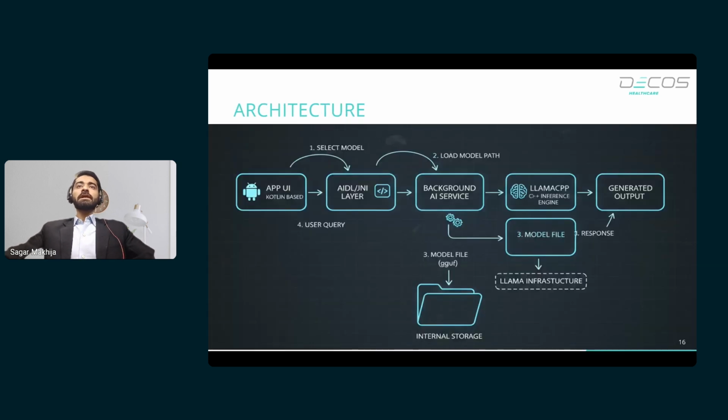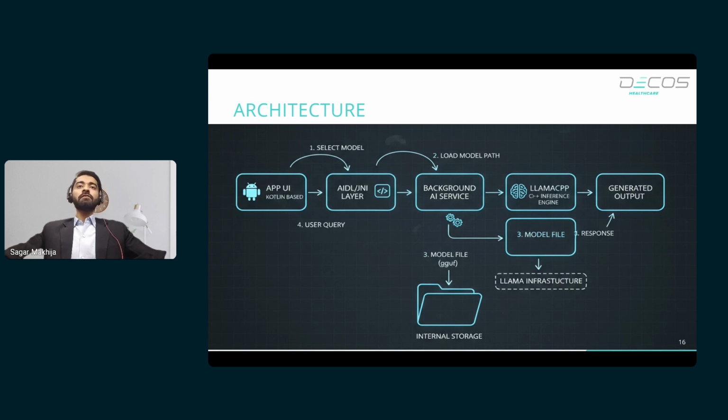Let's talk about the architecture. In this architecture, our Android app acts as the primary interface, built with a Kotlin-based UI layer where users can interact seamlessly. As we saw in the demo, the app communicates with the JNI layer, which bridges the UI and the Llama CPP module running natively on the device.